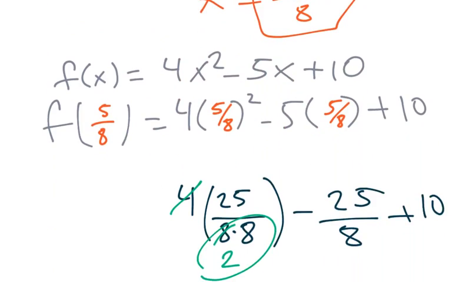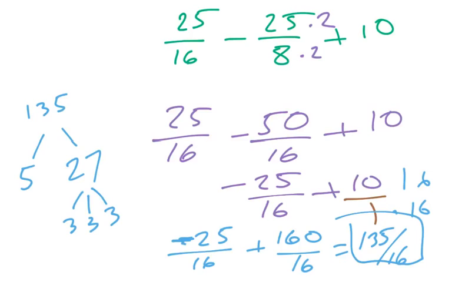So the final answer, again, is just going to be 135 over 16. So for the vertex, use negative b over 2a, substitute that value, and that gives you the x. Solve it, you get the y, and there's your answer.